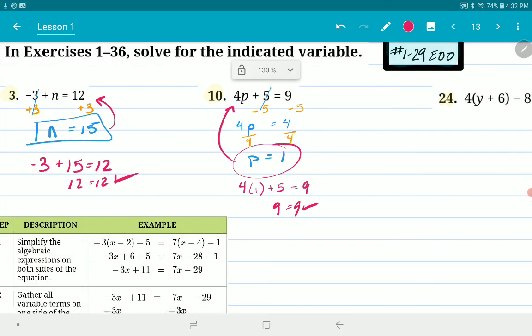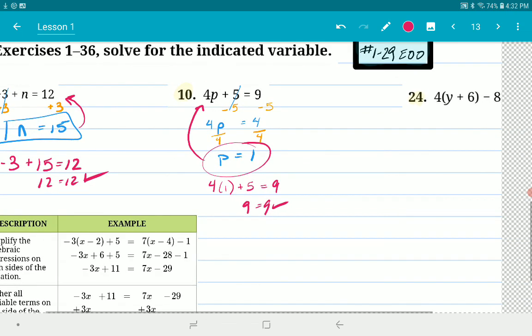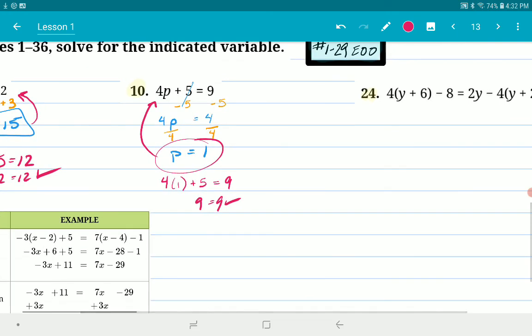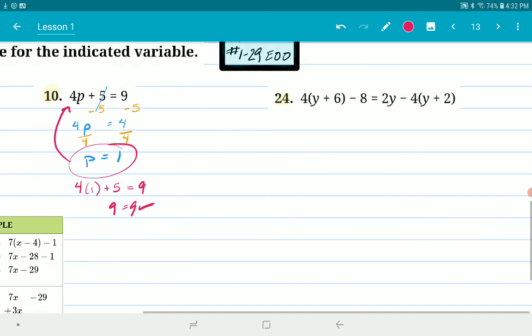Okay, so that's 3 and 10. And then 24 gets a little more complicated. So 24, we're going to throw in some parentheses, and also four terms instead of 3. So a little more complicated here.